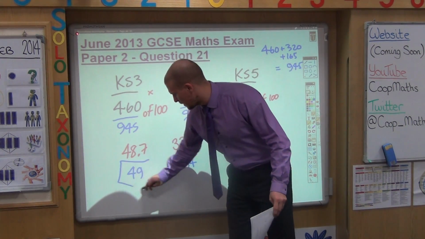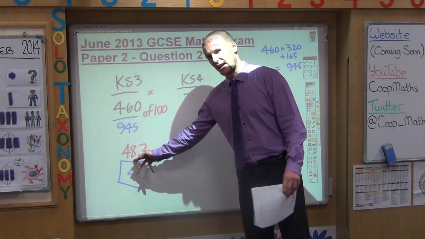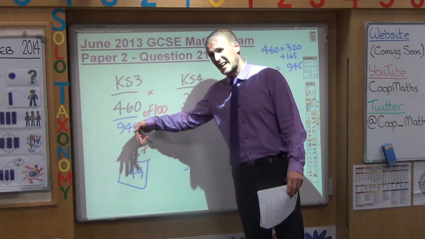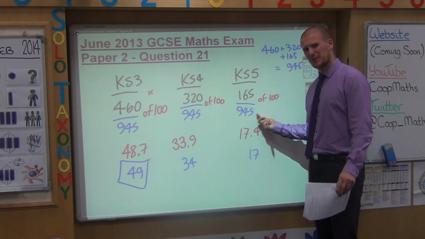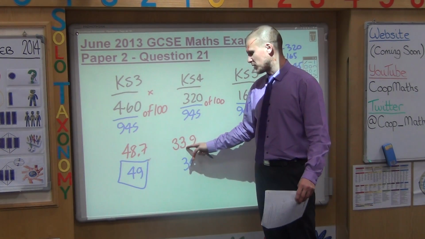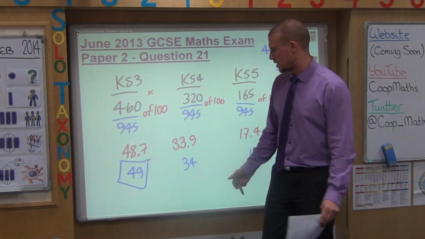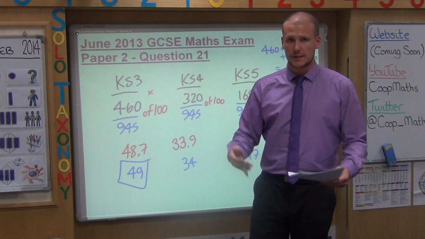So 49 for me is the perfect answer, because if you did 48, which is rounding the 7 down, then technically this would have to be rounded up to 18, which doesn't really make sense. Or you could round this up to 35, which makes even less sense. So 49 is what I would regard as the perfect answer. 48 is accepted also.